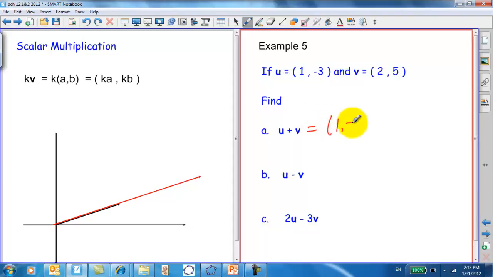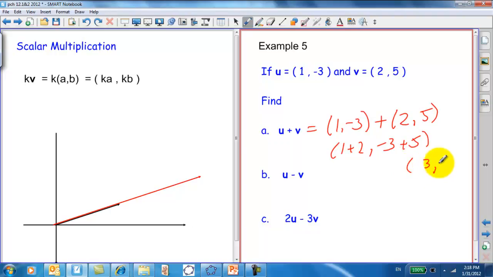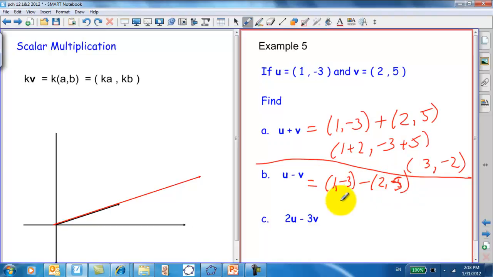You just add up the components. It's so much easier in component form. We can just say 1 plus 2 and, comma, negative 3 plus 5. So we get the resultant vector of (3, -2). And for u minus v then, (1, -3) minus (2, 5). Make sure you subtract them. So 1 minus 2, negative 3 minus 5, and you get (-1, -8).